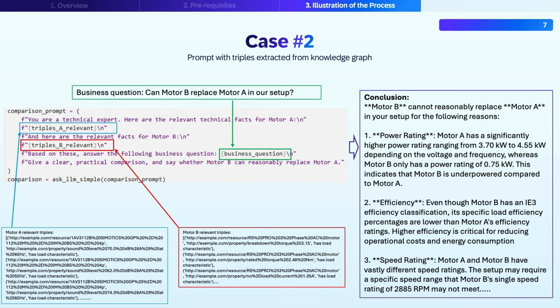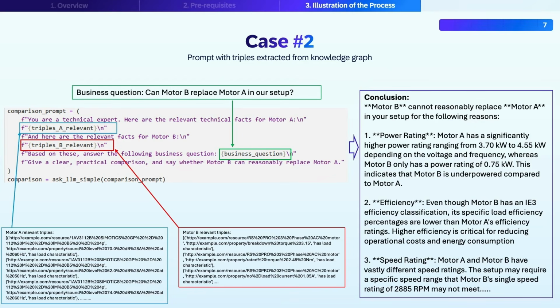Finally, the large language model is asked to give a practical conclusion on whether motor B can reasonably replace motor A. As shown in the output on the right, the model gives a clear and structured response. It explains that motor B cannot replace motor A, citing three technical mismatches: power rating, efficiency, and speed rating. This level of explanation is only possible because the prompt is grounded in structured and context-specific data from both documents, not generic or assumed knowledge.